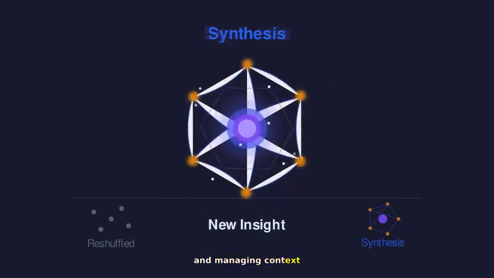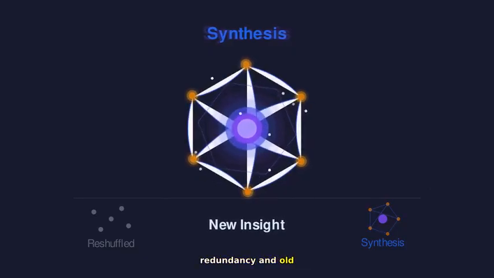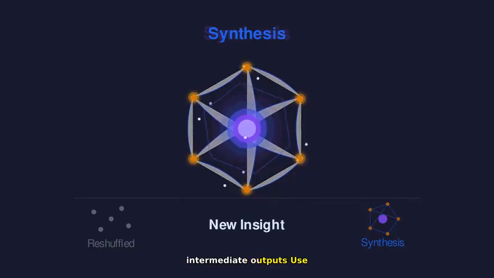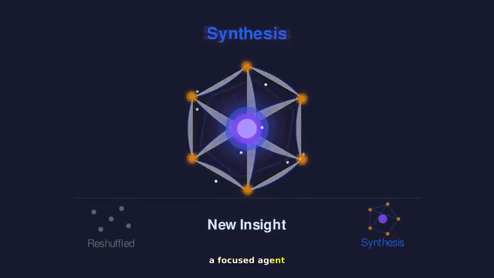And managing context accumulation, the gradual buildup of noise, redundancy, and old constraints across a long chain, requires deliberate design. Pass only what each stage needs. Compress intermediate outputs. Use indexed document references. Re-inject critical constraints explicitly rather than assuming they're still visible. And treat each stage as a focused agent working from a clean brief, not as the next step in a growing accumulation of everything that came before.